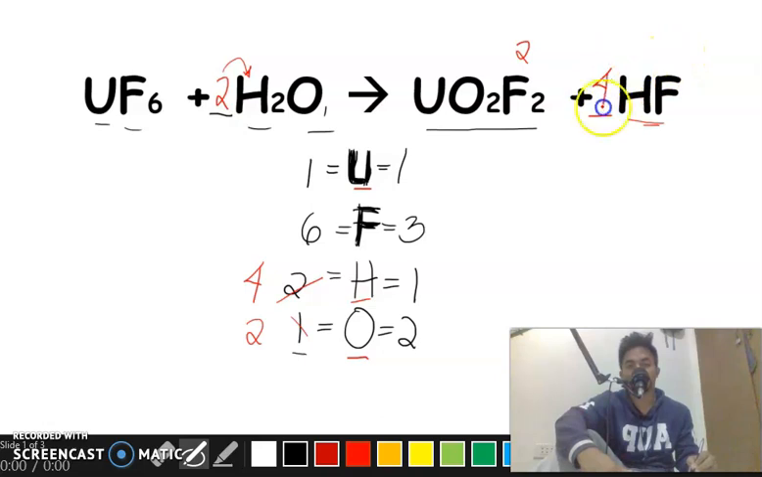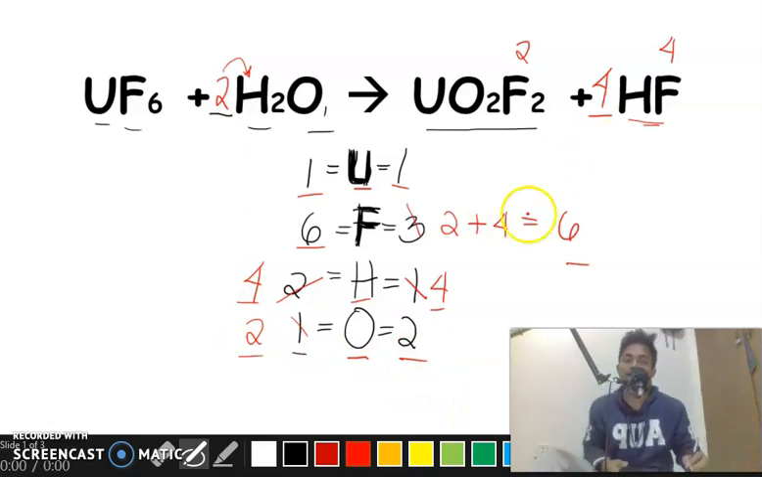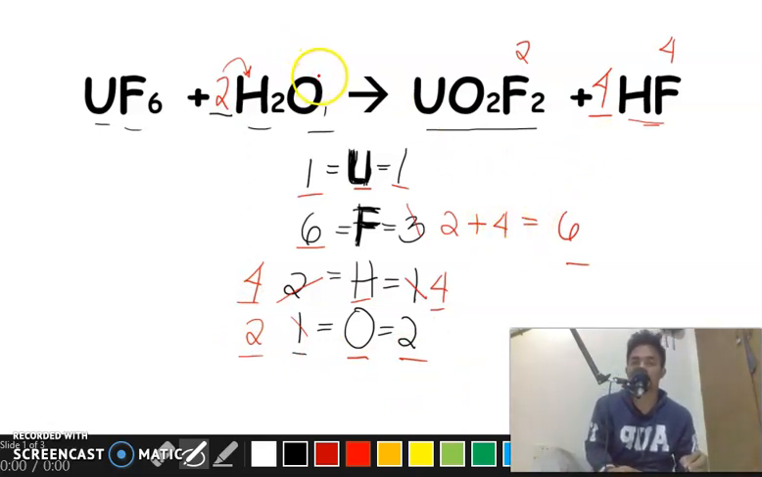So, by changing this to 4, 4 times 1, your H becomes 4. Your F, or your fluorine, becomes 4. So, 4 times 1, this becomes 4. Your fluorine is going to be 2 plus 4, then you'll have 6. That would mean uranium is balanced, fluorine is balanced, your hydrogen is balanced, and your oxygen is balanced. Yes. So that's how you solve our first equation for today.